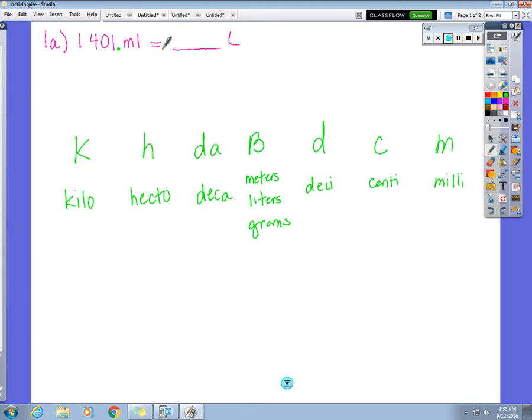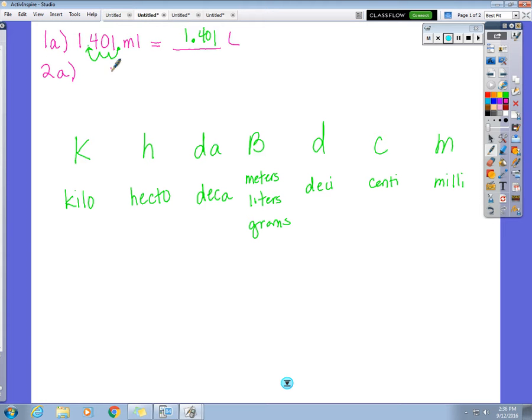To get from milliliters to liters, milli is right here, liters is right here, correct? So that means to get there we have to travel 1, 2, 3 units to the left. So if I take this decimal point and move it 1, 2, 3 to the left, it'll end up right here, and the answer will be 1.401 liters. Okay, so let's try 2A.